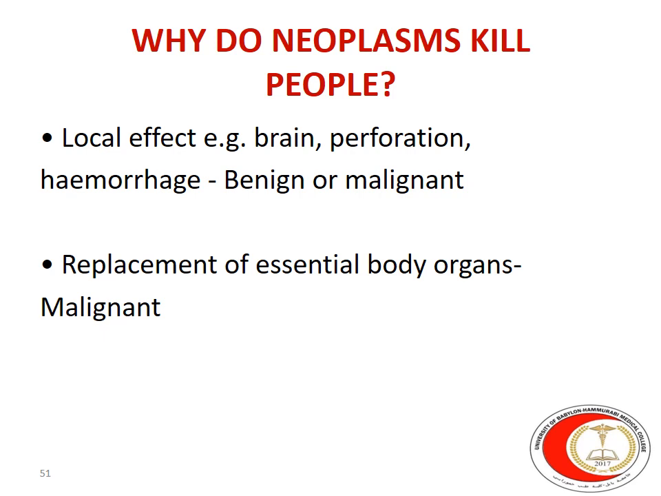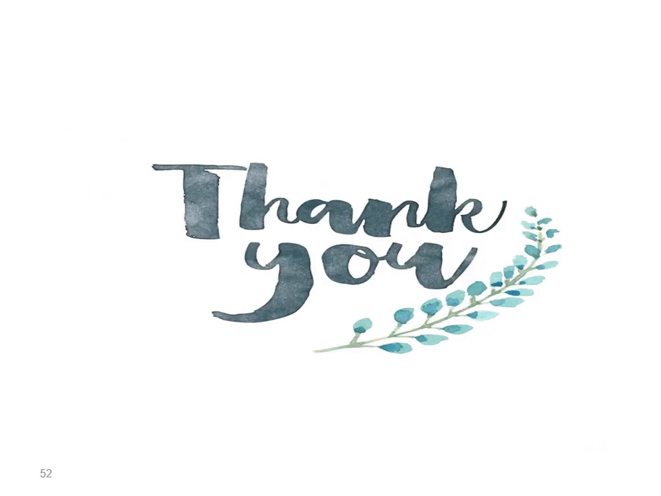So benign tumors usually do not kill people, but if they do, it is usually by local effects. But malignancy kills people by replacement of essential body organs like bone marrow, lung tissue, liver parenchyma, and so on. Thank you very much for your listening.